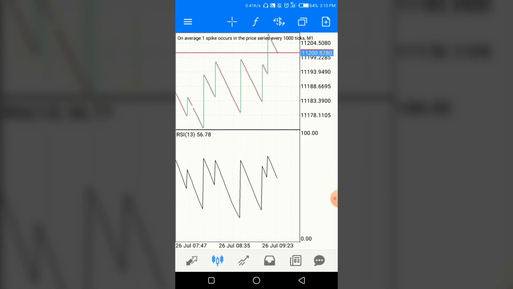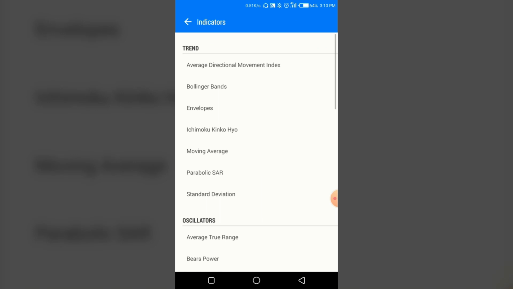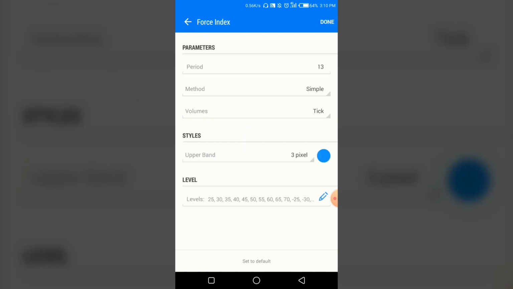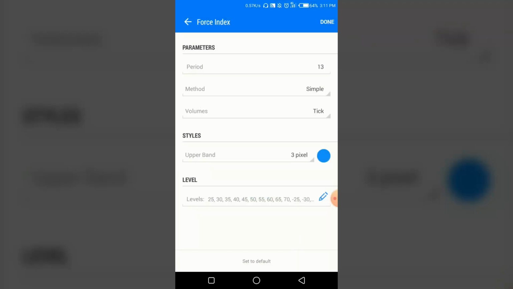Now our chart looks like this. We have RSI done. Then again go to the indicators list, click F, then add an indicator on the indicators window, not the main chart. On this indicators window, I'm going to add the Force indicator. This is the heart of the strategy, the Force indicator. So set the period to 13. Method should be simple. Volumes, remember, should be tick. And for the upper band, I'm going to choose 3 pixels in color blue.